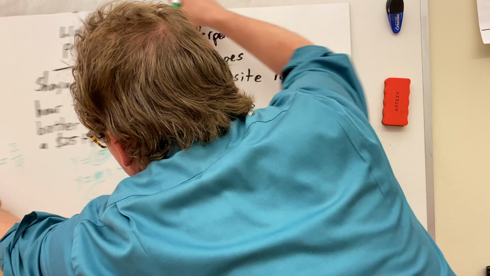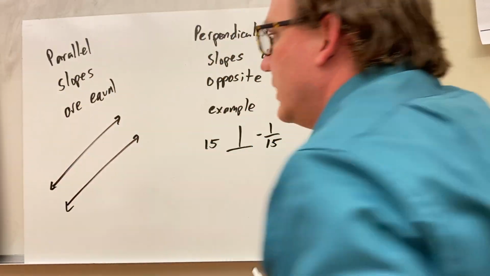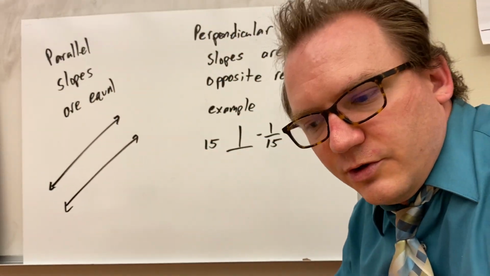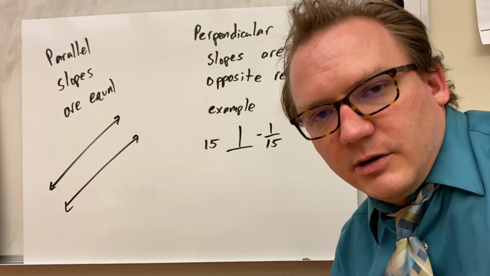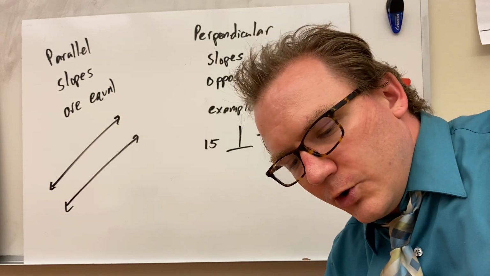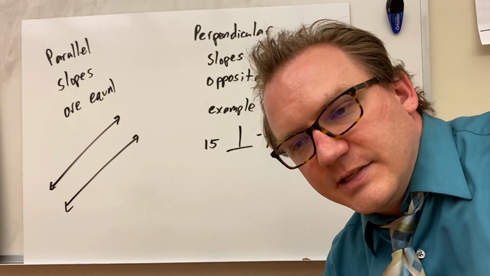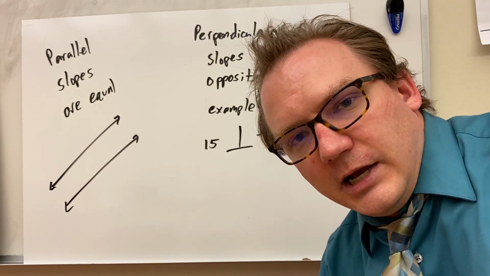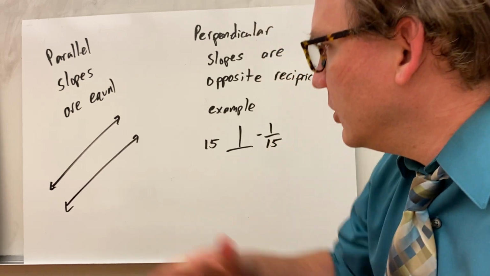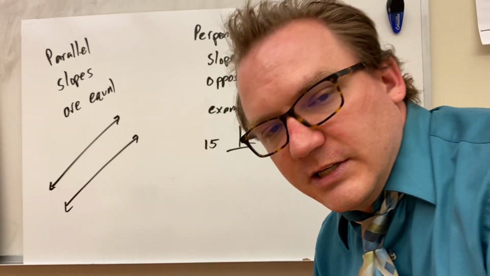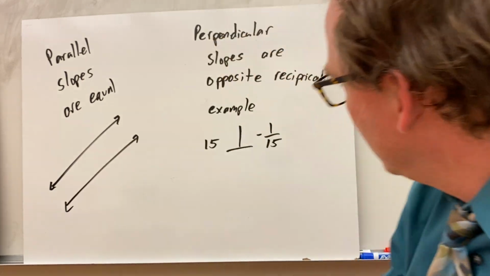Now, parallel and perpendicular. Parallel slopes just mean they're equal. So if I determine the slope of a line, whether I'm using a table, a graph, or ordered pairs, is, say, 5, and I find another line that has a slope of 5, those are going to be parallel lines because they have the same slope.